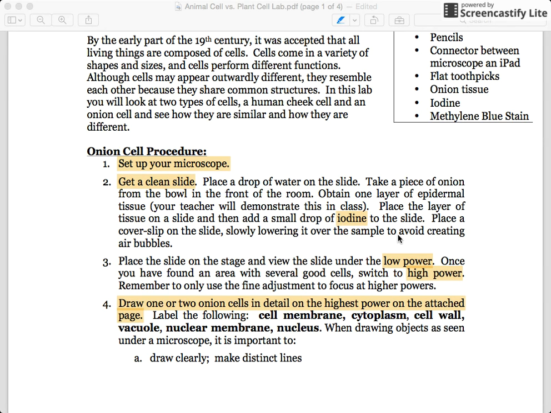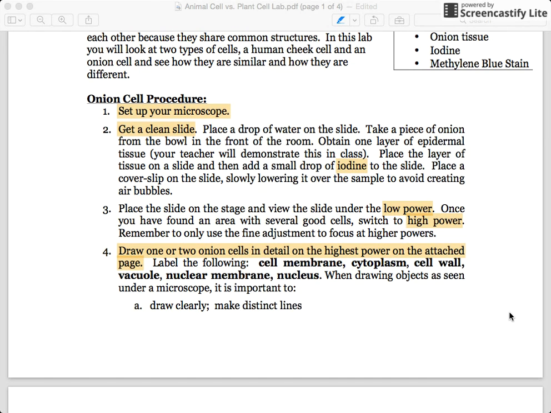Place the layer of tissue on the slide and then add a small drop of iodine to the slide. You will then place a cover slip on the slide, slowly lowering it over the sample to avoid creating air bubbles. After you do this, you're going to place the slide on the stage of the microscope and view the slide under the low power. Once you have found an area with several good cells, you're going to switch to the high power. Remember to only use the fine adjustment to focus at high powers.